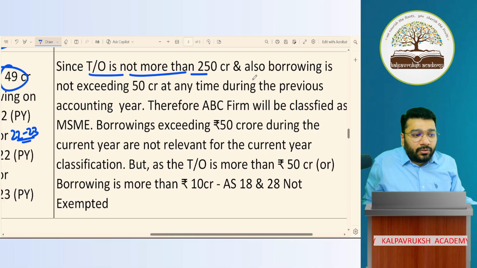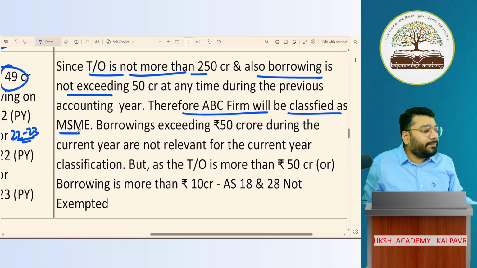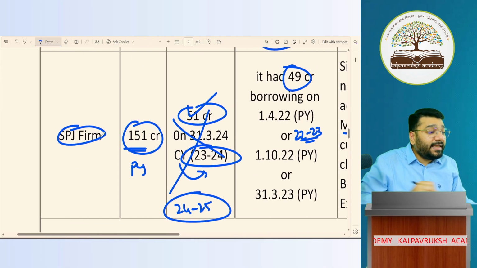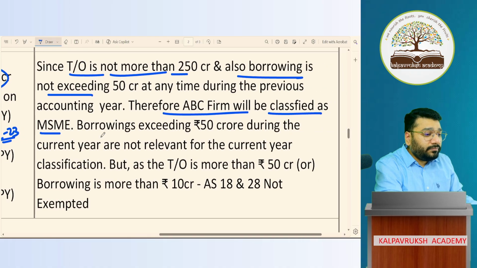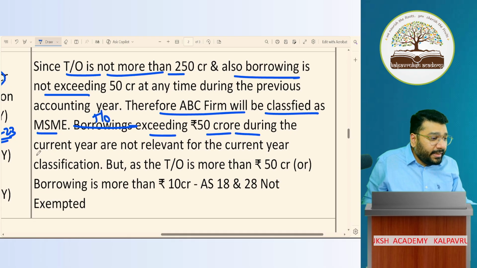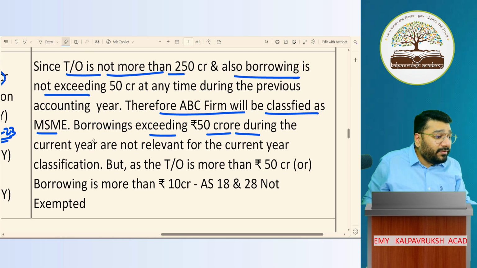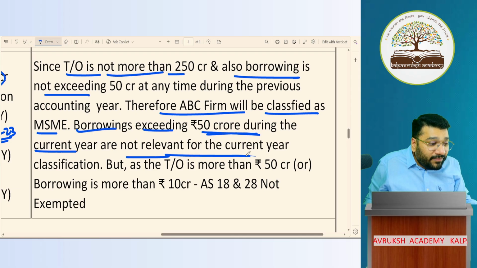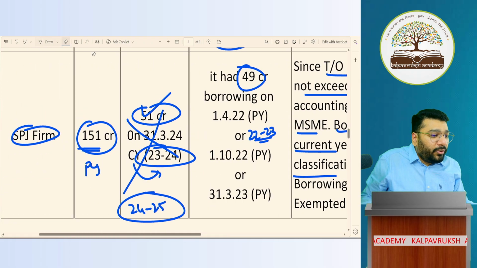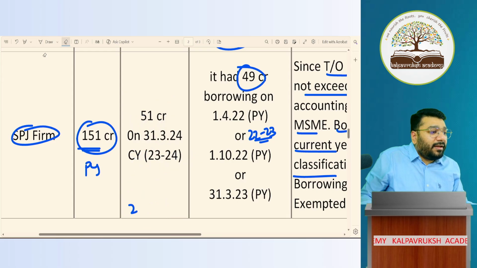Turnover not more than 250 crore. Borrowing is not exceeding 50 crore. Therefore, ABC firm will be classified as MSME. But since turnover is exceeding 50 crore, not borrowing. It should be turnover exceeding 50 crore during the current year. Oh, sorry, there's a different line. It says that borrowing exceeding 50 crore during the current year is not relevant for current year classification. If 51 crore, I have put no. So I have put an explanation there.